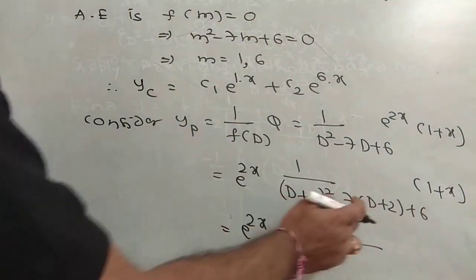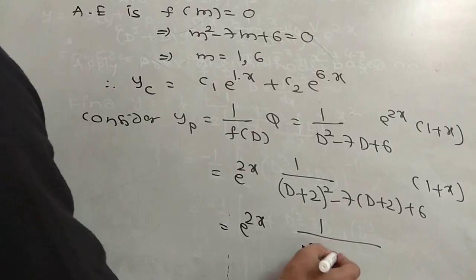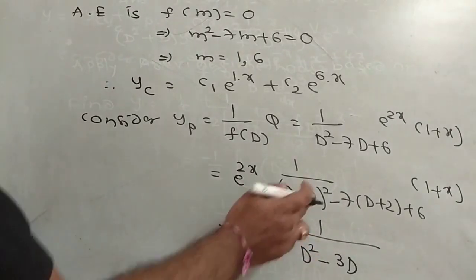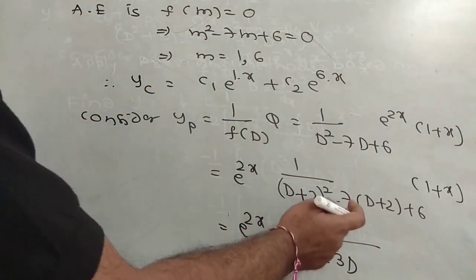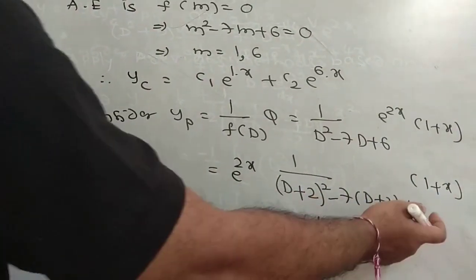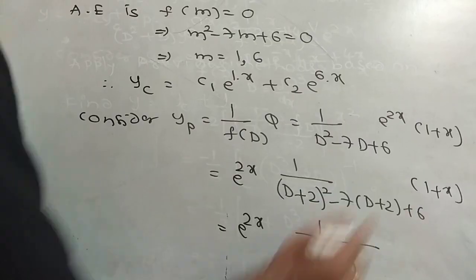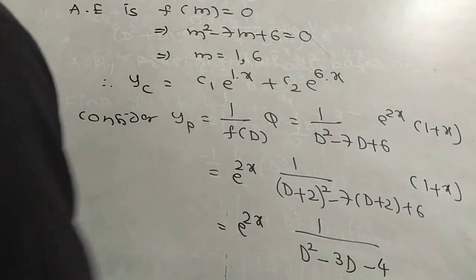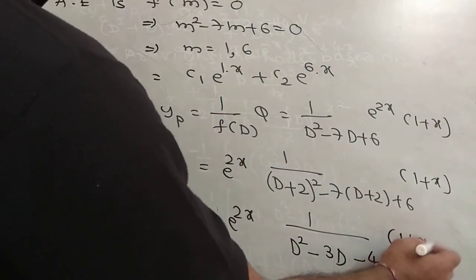So plus 4d and minus 7d is there, so it is minus 3d. And plus 4, here it is minus 14 and plus 6. So plus 4 plus 6 is nothing but 10, and minus 14, it becomes minus 4. This is of 1 plus x.